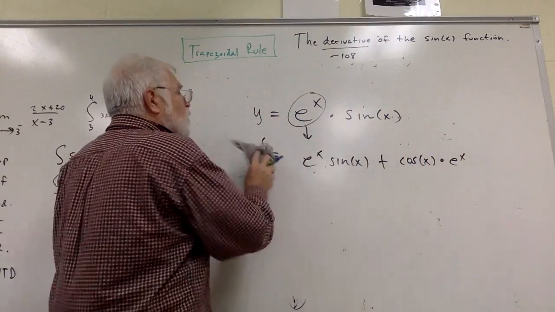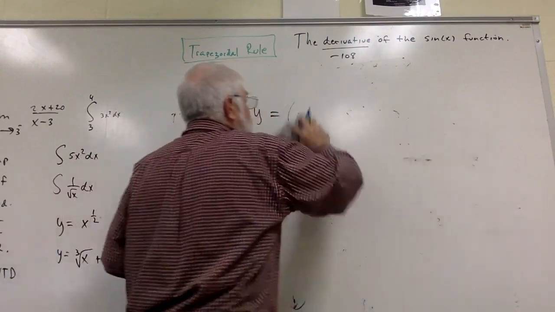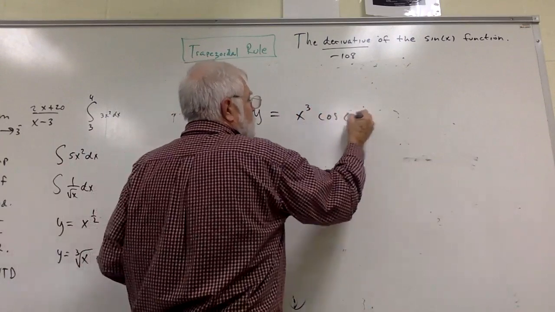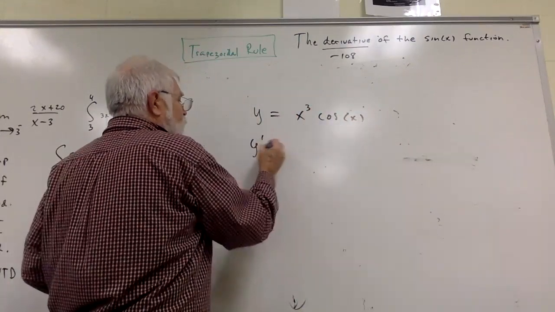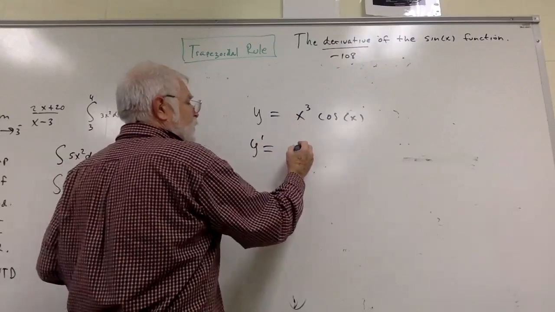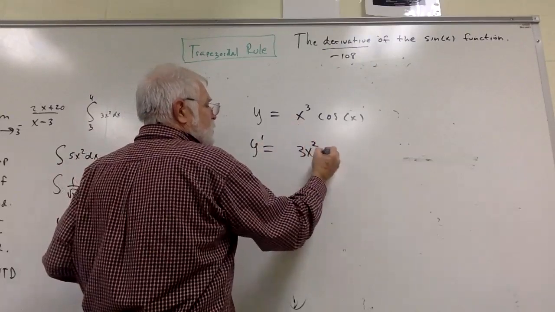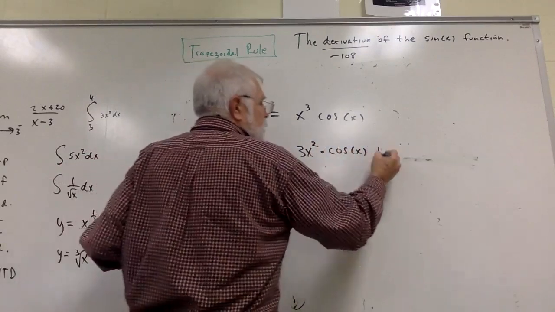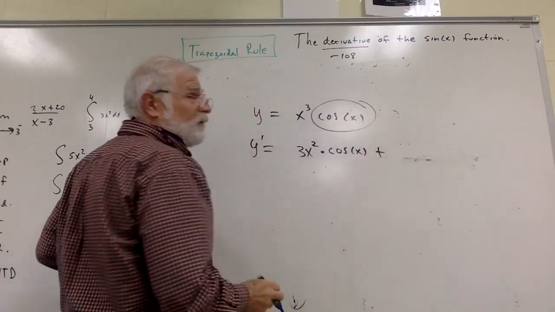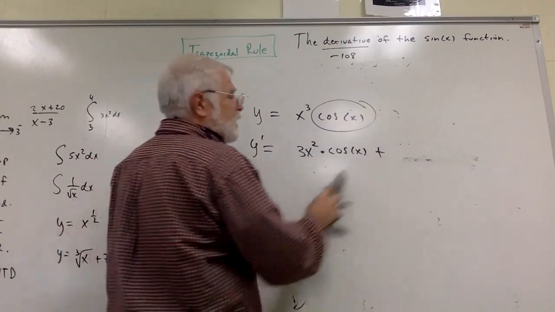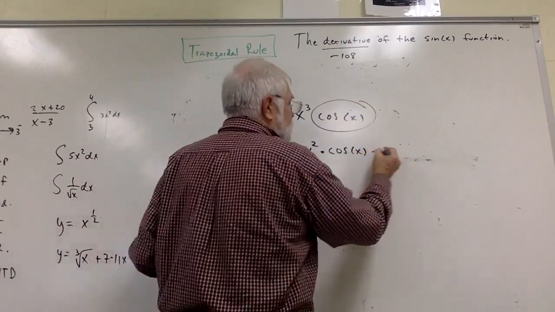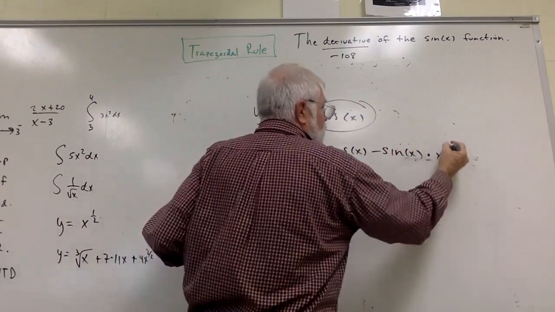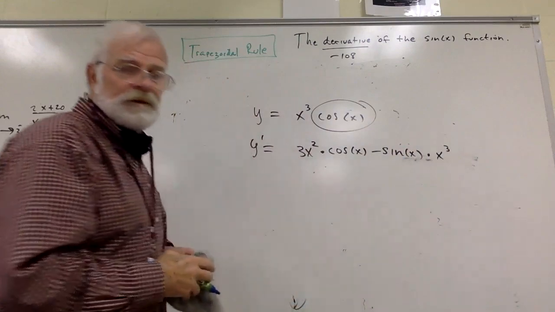Okay, let's do it one more time. Something else. Let's do x cubed times the cosine of x. What is y prime? The derivative of the first factor, 3x squared, times, leave the second one alone, plus the derivative of the second, which happens to be minus sine x. So instead of plus, I'll write minus sine x, times the first one, leave it alone. Okay, so there we have that one.